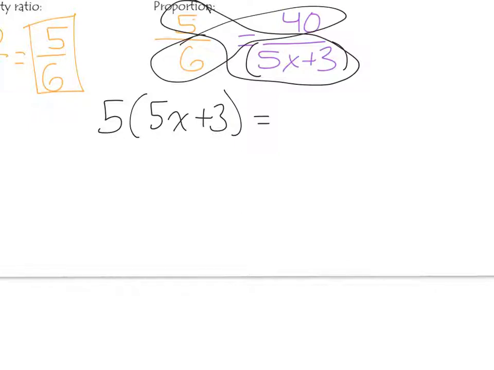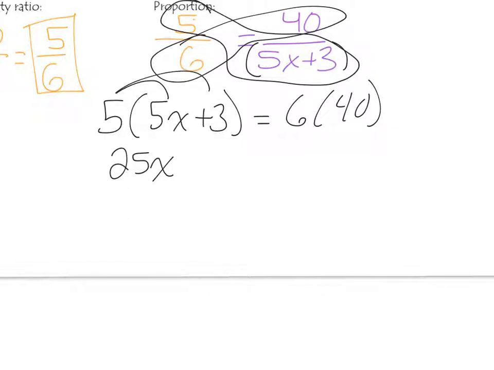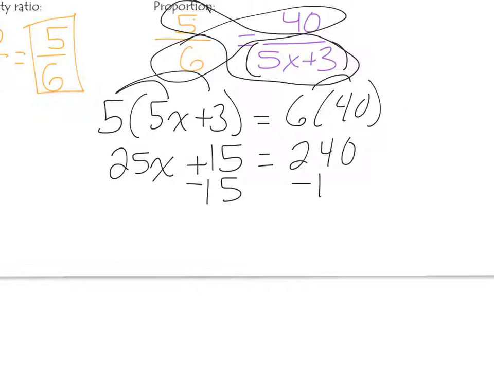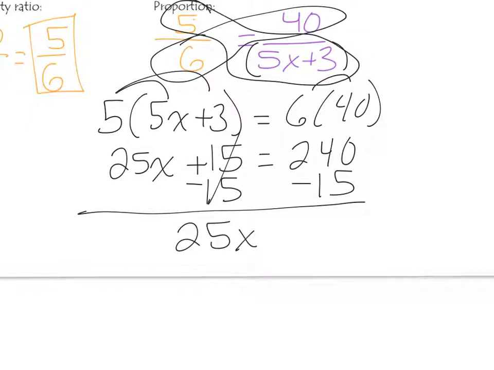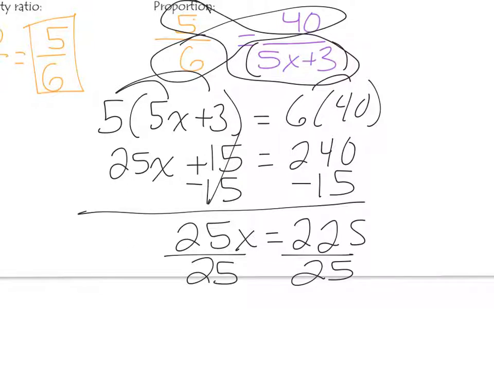And then I have 6 times 40. So 5 times 5 gives me 25x. 5 times 3 gives me 15. 6 times 40 gives me 240. And then I can subtract 15 from both sides. That knocks out 15. 25x comes down, equals stays in the same place, and I get 225. I can divide both of those by 25. Knocks that out, and x equals 9.